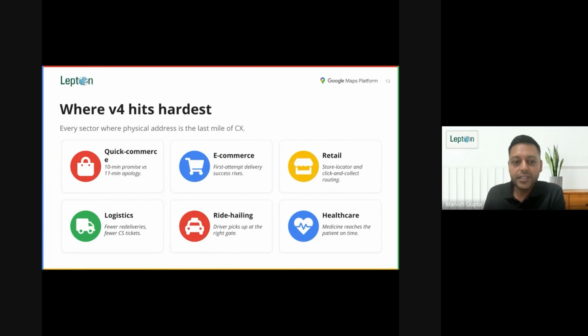Now, if you're in logistics, fewer failed deliveries, fewer customer service tickets. If you're in ride hailing, your driver picks up the passenger at the right gate, not at a random roadside. And if you're in healthcare, your patients are able to reach healthcare services at the right time.